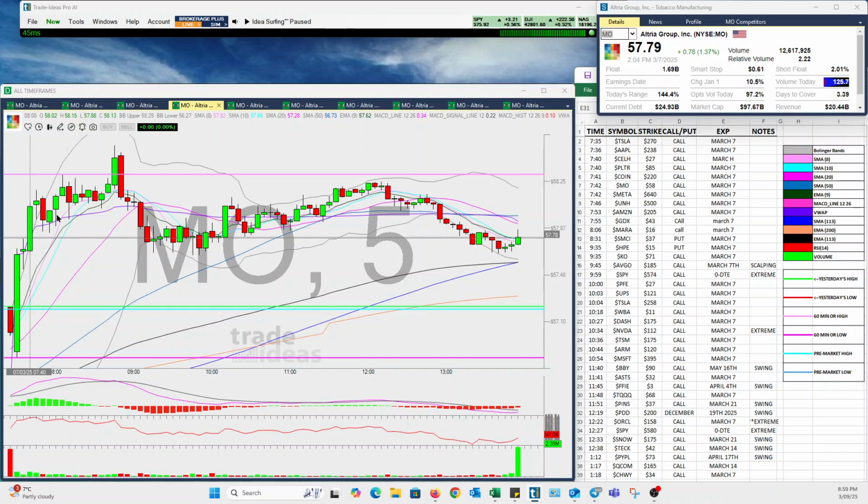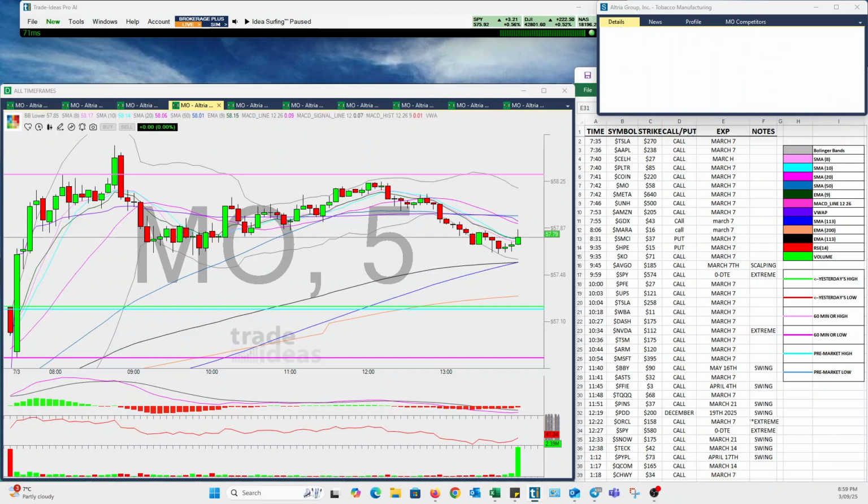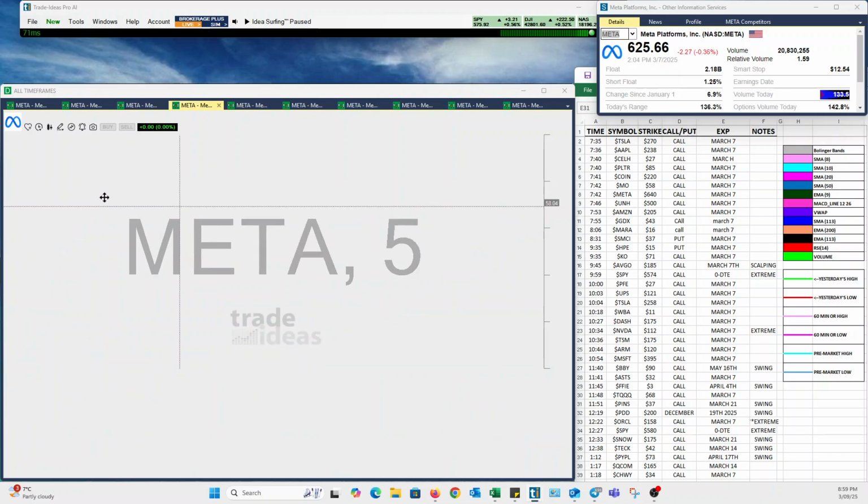If you did, you sat through some chop. Hopefully you got out there, and then it just dropped from there. But you definitely need to be mindful of the opening range high, which is on the 30-minute or 60-minute. After MO, we had Meta. Meta was a call as well, called out at 7:42.